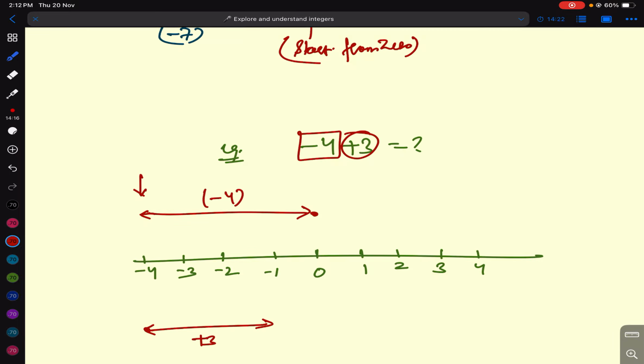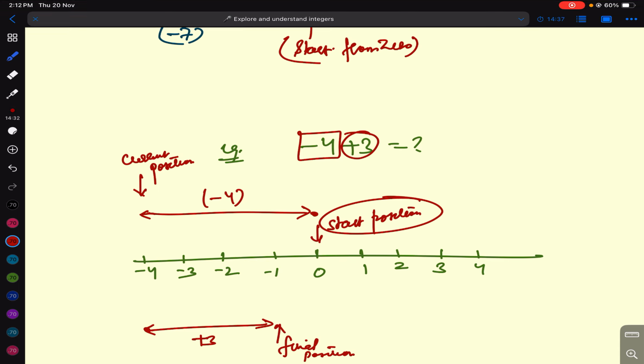So what's your final position? Okay, so this is your current position, this is your final position. And what was your start position? This was your start position, right? So now how far are you from your initial position?